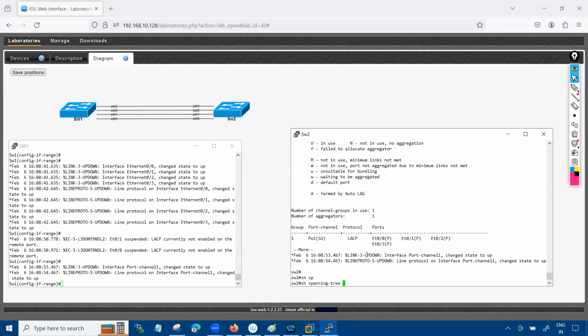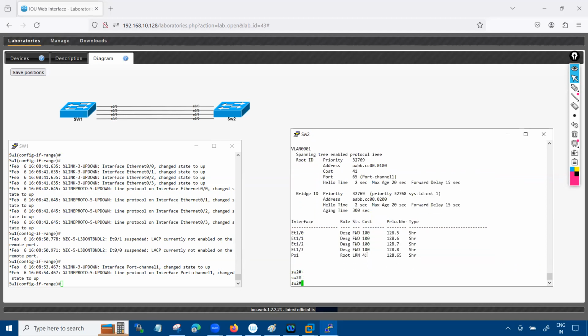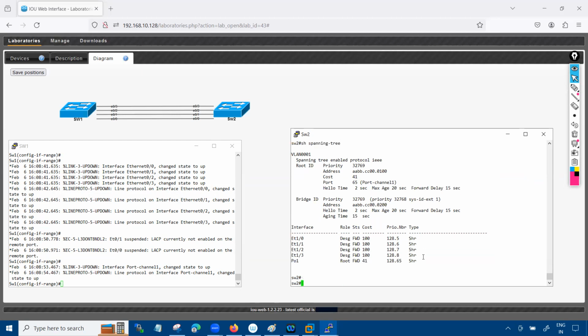My port channel 1 is up. And if you look at the spanning tree summary, spanning tree now, you can see that, wait for some time, it's going through the learning and listening state right now. Now it's coming to forwarding.